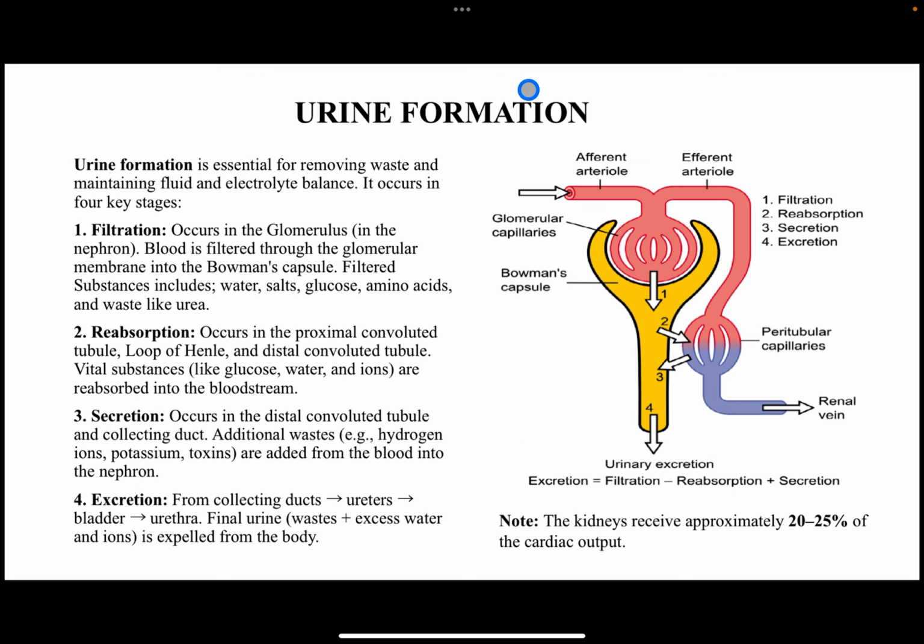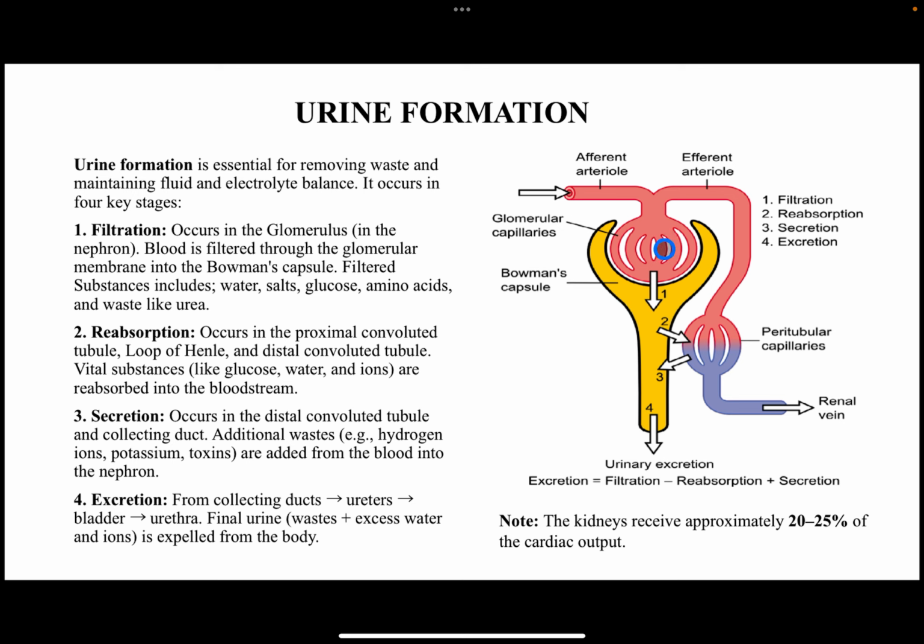Okay, now let's do the urine formation, or formation of urine. Urine formation is essential for removing waste and maintaining fluid and electrolyte balance. It occurs in 4 stages: filtration, reabsorption, secretion, and excretion. Now, let's look at the structures involved from the diagram. Let's go through the process of urine formation from the diagram.